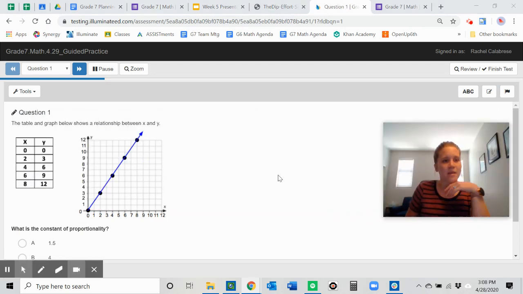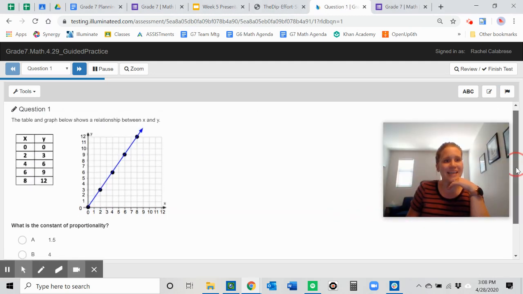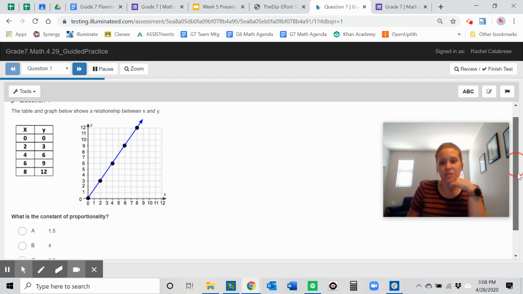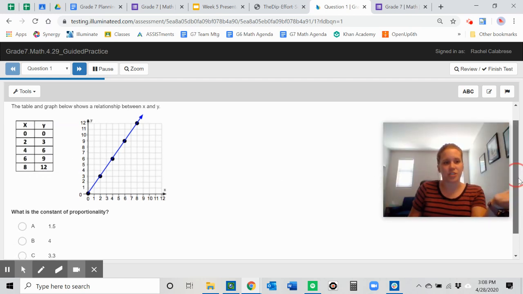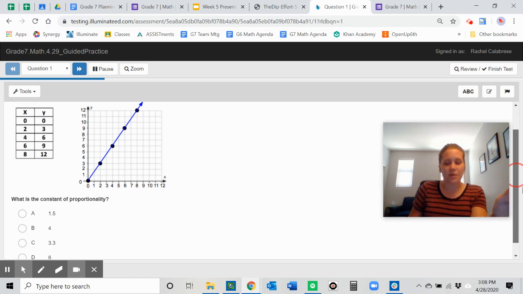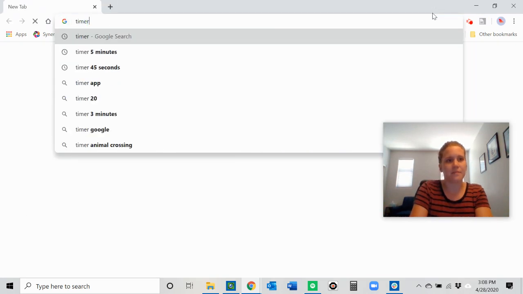All right, take a look. This one has a table and a graph. I want to challenge you to use whichever of these models you think would help you best answer this question. So the question is, what is the constant of proportionality? The table and the graph are showing the same relationship. So you'll see this point, 2, 3, plotted here, 2, 3. Okay, go ahead and take 1 minute. Let me get a timer for you.